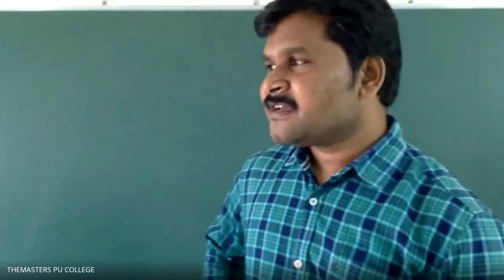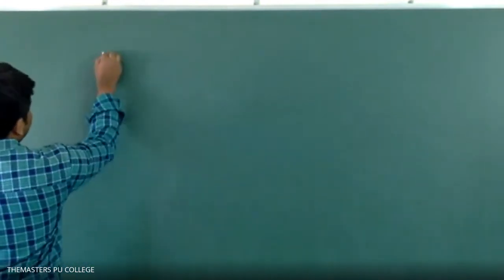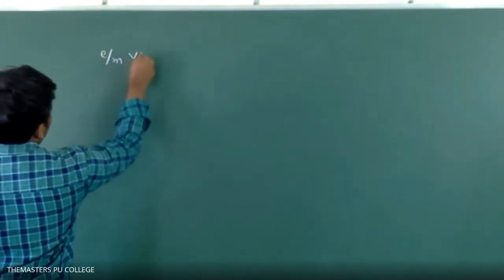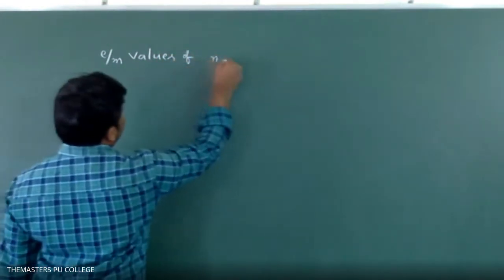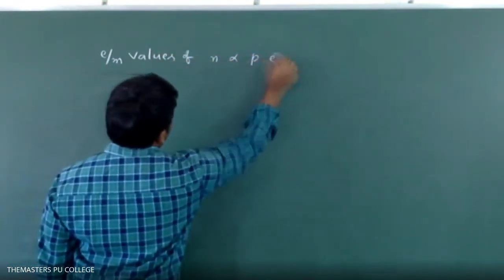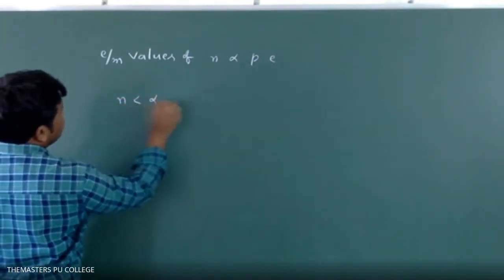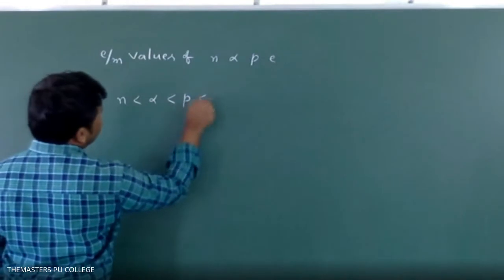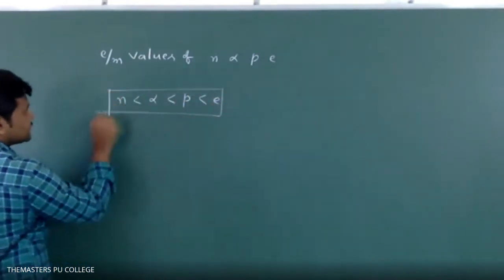So please write down the order of e/m values: neutron is less than alpha particle is less than proton is less than electron. This is a very, very important order.